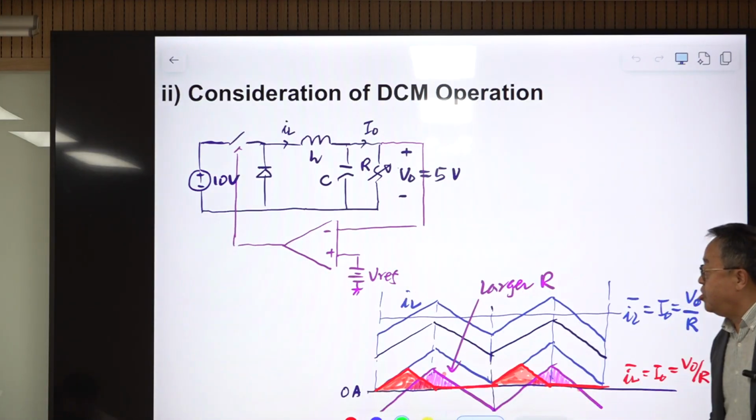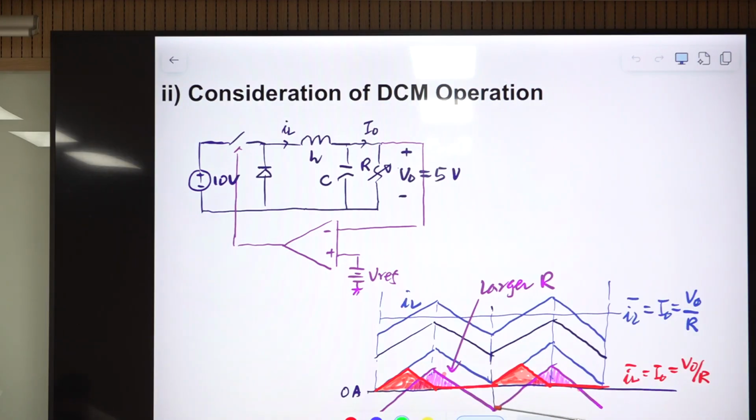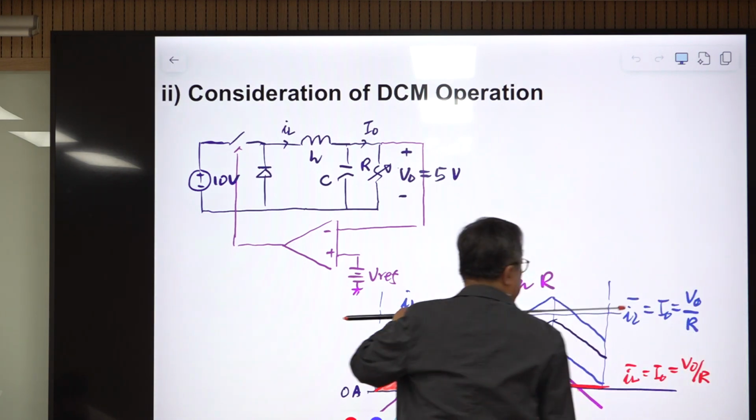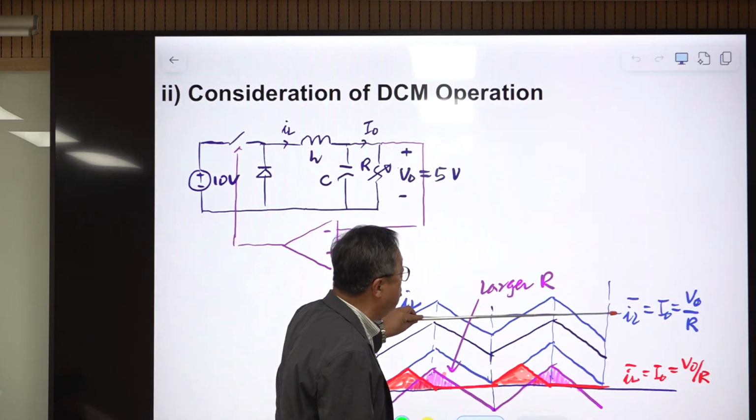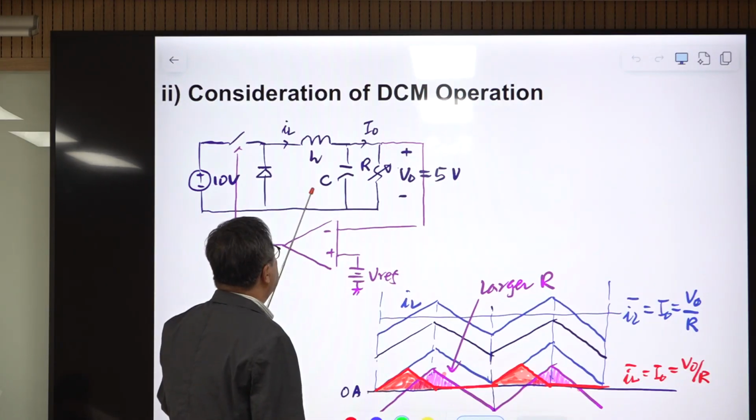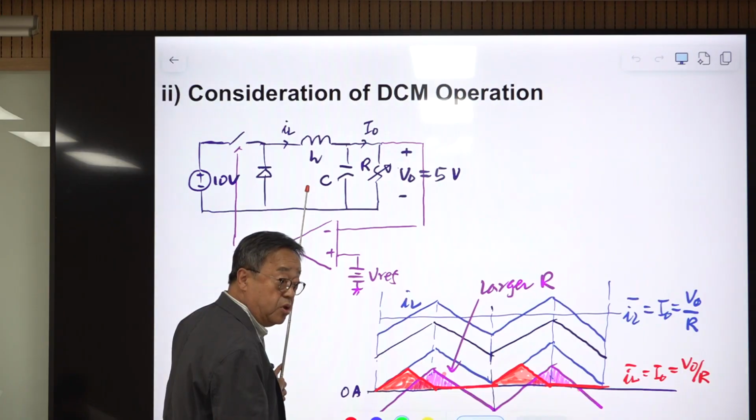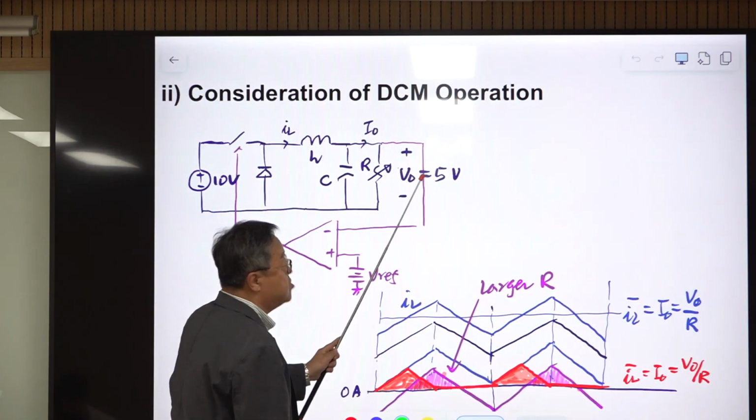This kind of operation is called the DCM. The reason is obvious: during this period, inductor current is 0, so it becomes discontinuous. So it's called the DCM operation, and the DCM operation waveform is this one. To regulate the output voltage at 5 volt, the duty ratio D is 0.5. This is 10, this is 5.